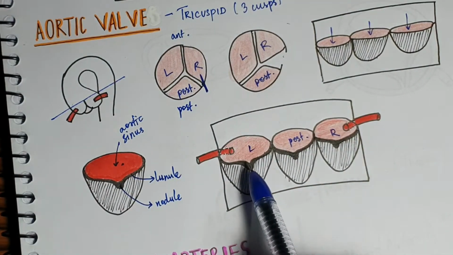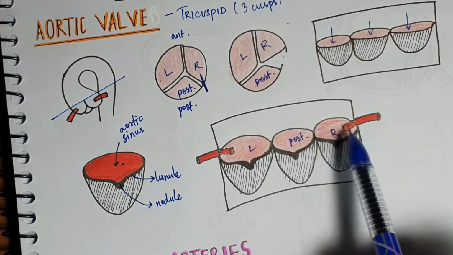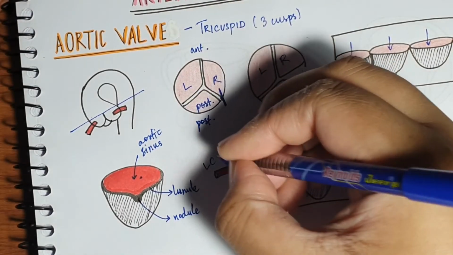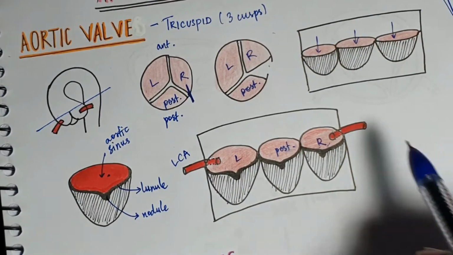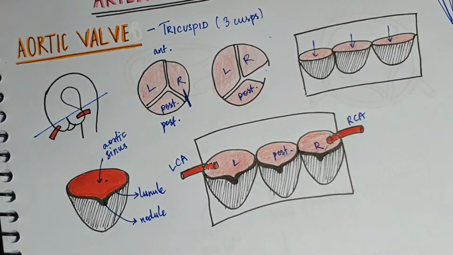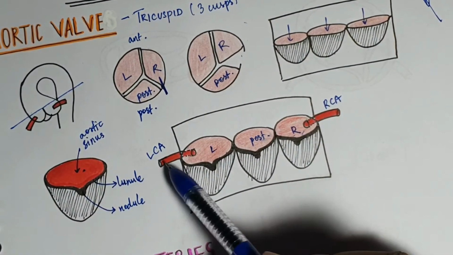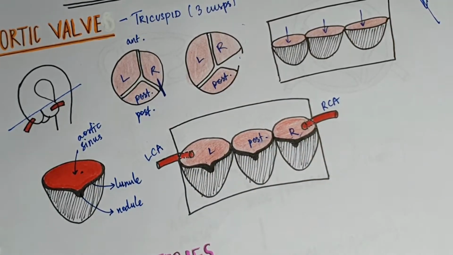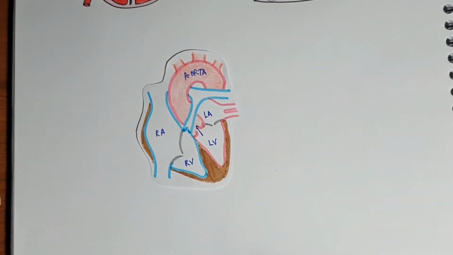So if this is the left aortic sinus and this is the right aortic sinus, the coronary arteries take origin from these sinuses. So the left coronary artery takes origin from the left aortic sinus. The right coronary artery takes origin from the right aortic sinus. Or to be specific, the mouth of the left and the right coronary arteries lie in the left and the right aortic sinuses respectively. So what happens during systole and diastole?